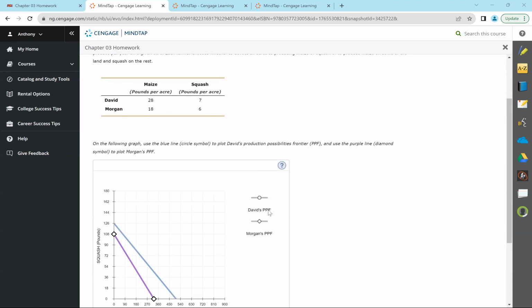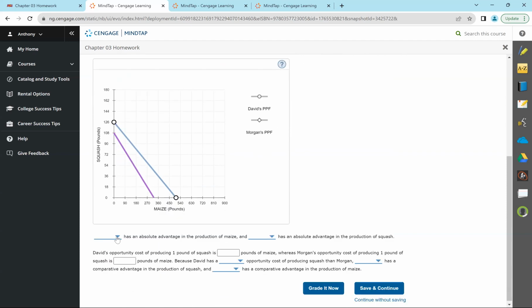Okay. So what's important here is that David, the first guy, can make more of both. He can just do more. He's bigger, faster, stronger than Morgan. So he has an absolute advantage in both. David has an absolute advantage in maize, and David has an absolute advantage in squash. He makes more of both. That's what absolute means.